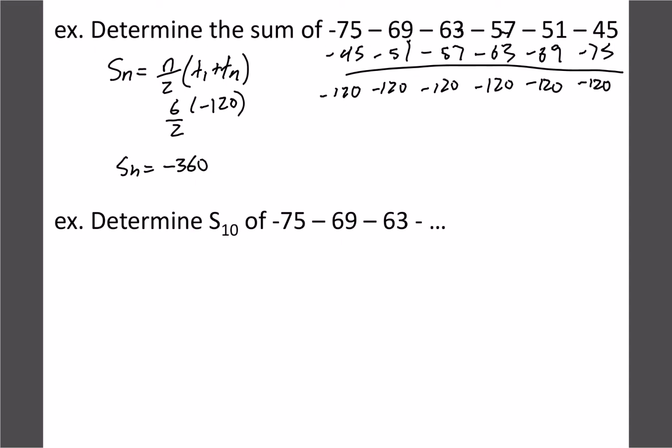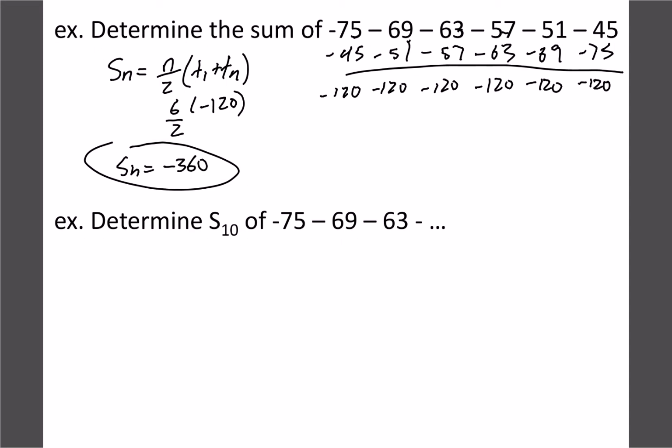So if we actually were to list all of these numbers and add them up, we could try it if we wanted to see if it actually works. So if we go 75 and 69 and 63, if we add all these up, we do get negative 360. Negative 360 is the correct answer. So it's kind of a trick formula, but it's pretty easy to work with.